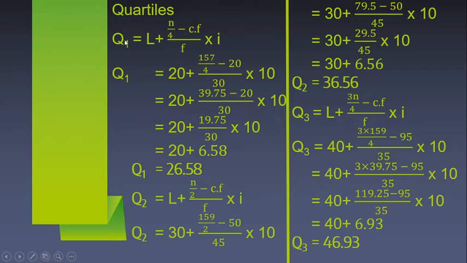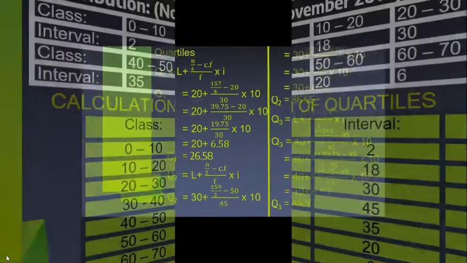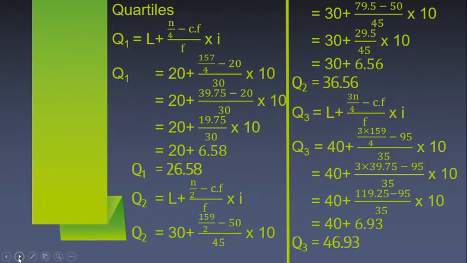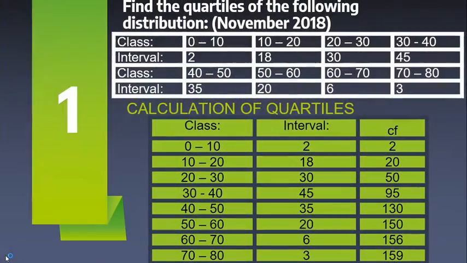Now, for Q1, we first have to find out N by 4. Going back to the question, N is 159. So N by 4, 159 by 4, you would get the value as 39.75. When you place your value, it is going to be in between these values, between this 20 and 50.